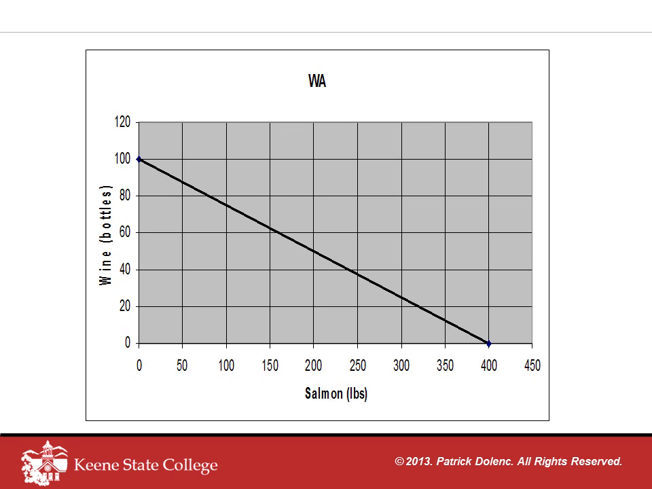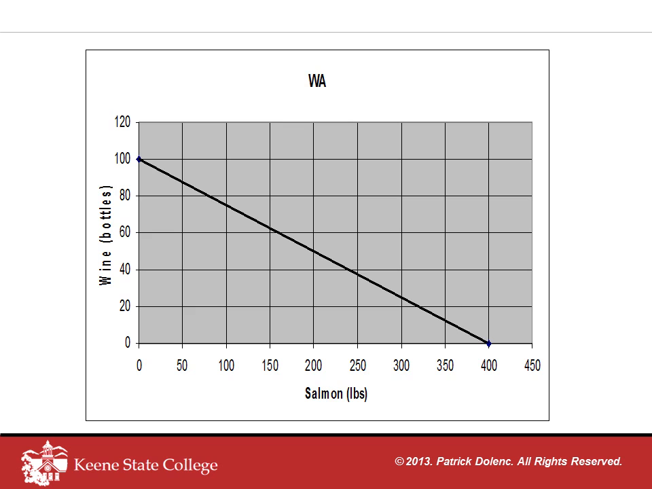Notice that there are many possibilities in between the 2 extremes. For instance, if Washington spent half of its productive time in wine production, they'd get 50 bottles, and the other half of their time would produce 200 pounds of salmon. So one point on the production possibilities graph is 50 bottles of wine and 200 pounds of salmon.